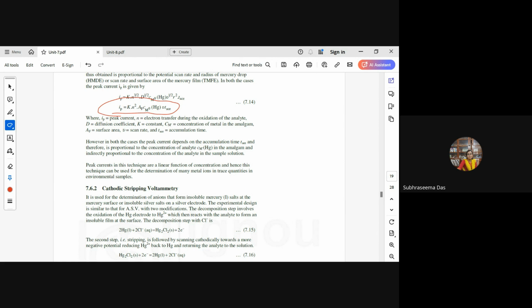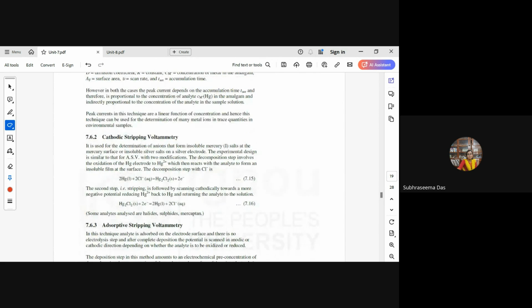The peak currents in this technique are a linear function, and they have been used for determination of many metal ions, even in trace quantities in environmental samples. Now coming to CSV, that is cathodic stripping voltammetry, it has been used for determination of anions that form insoluble mercury salts at the mercury surface or insoluble silver salts on a silver electrode.